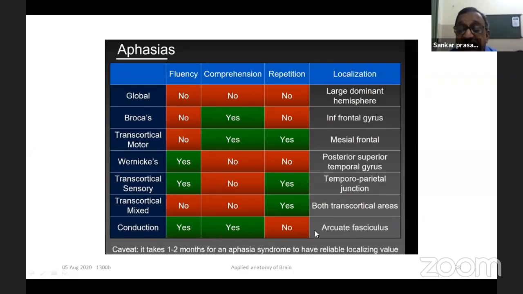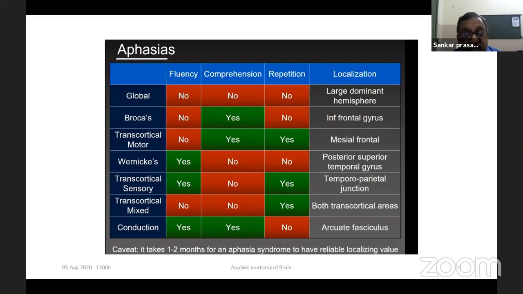In conduction aphasia, arcuate fasciculus disruption causes problems in repetition, but the comprehension and fluency are intact. If you look at the global, all three components are damaged because of the large dominant hemisphere problem, and Broca's aphasia characteristically has decreased fluency, impaired repetition, but comprehension is very well preserved. It is the inferior frontal gyrus.